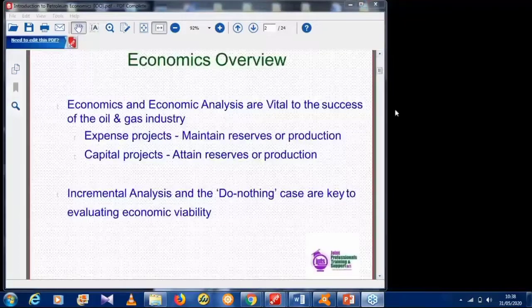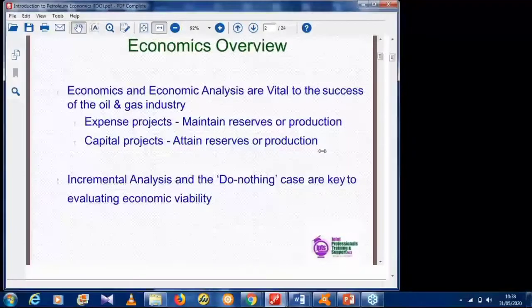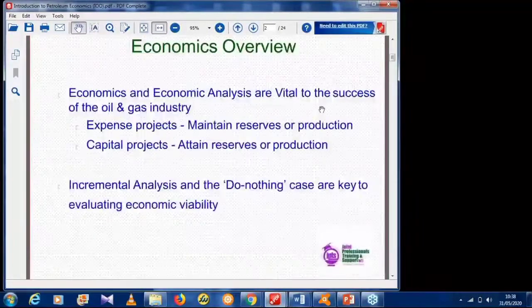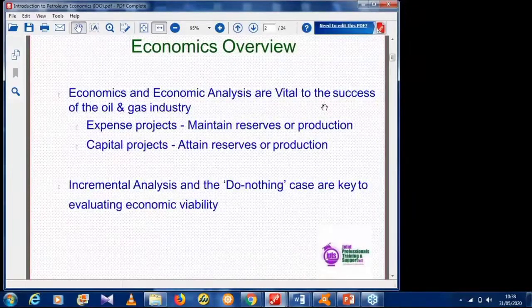And then we talk about petroleum economics. An overview of petroleum economics. Petroleum economics analysis is a vital part of the oil and gas industry. Usually, we have two basic types of expenses on oil and gas projects. Before you invest in projects, you have to look at what kind of expenses will be involved. We have the expense project and the capital project. The expense projects are the ones that maintain reserves of production, but the capital projects attain them. You understand? One maintains, the other attains.